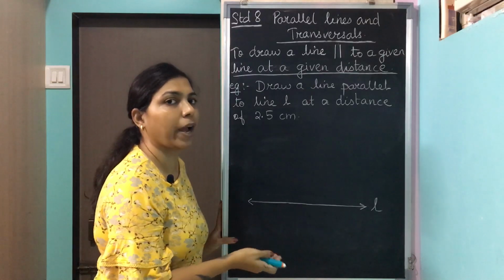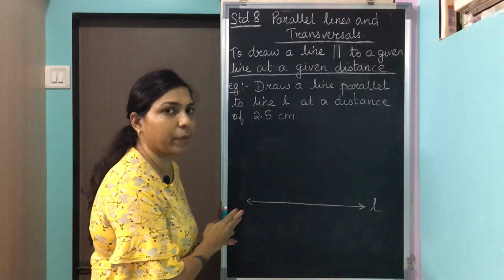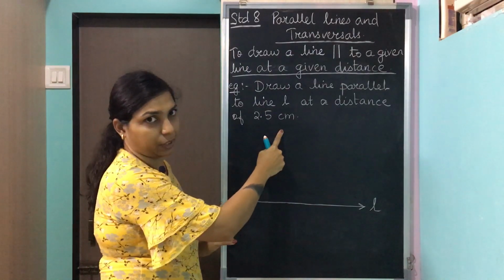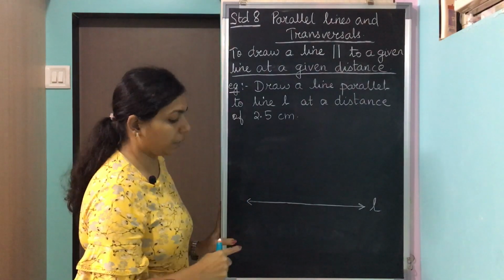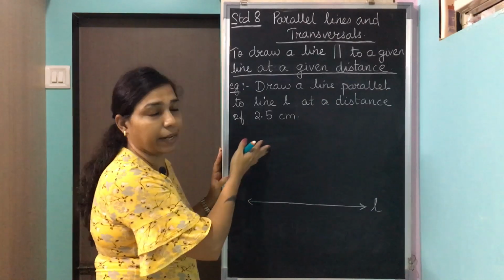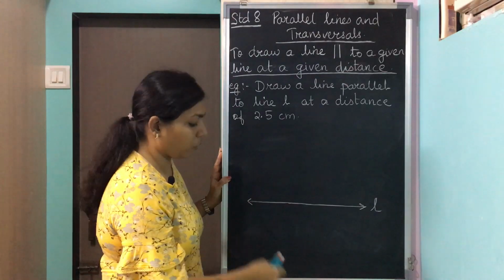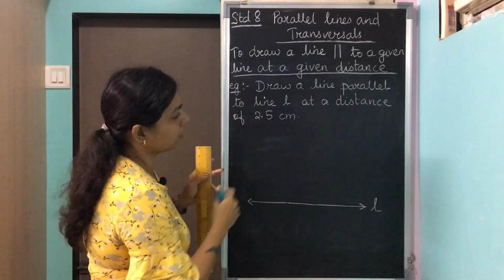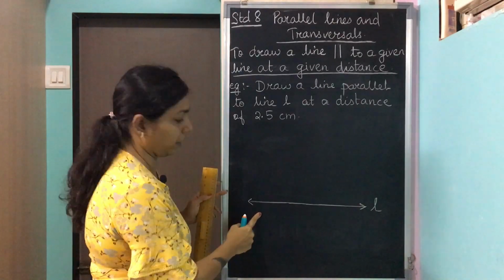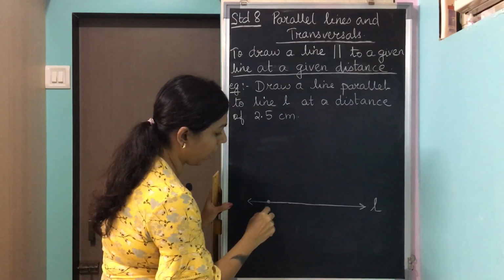Now we have to draw another line which is perpendicular to this line, but the measurement between both the parallel lines has to be 2.5 centimeters. Okay, so to do that, first we take a point anywhere. Either we can take at the top of the line or at the bottom of the line. I'm going to take it at the top. So we have to take at a distance of 2.5 centimeter from this particular line. So I'll take one point over here, say point R.